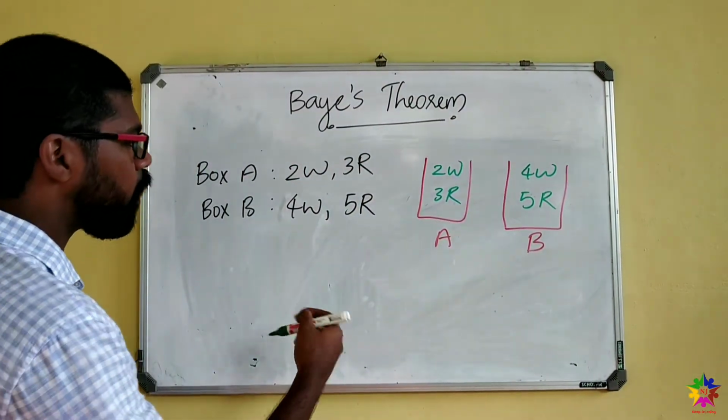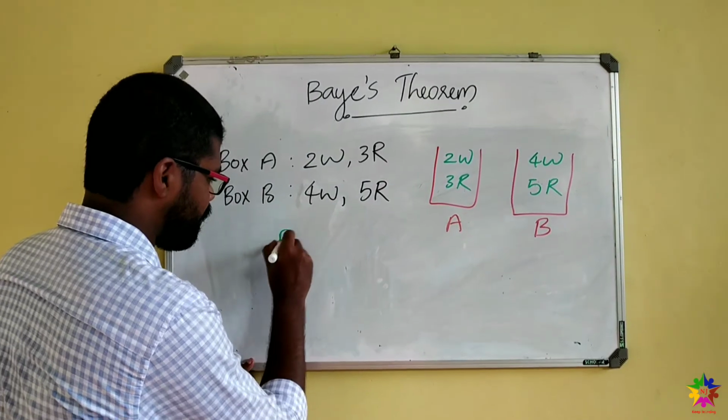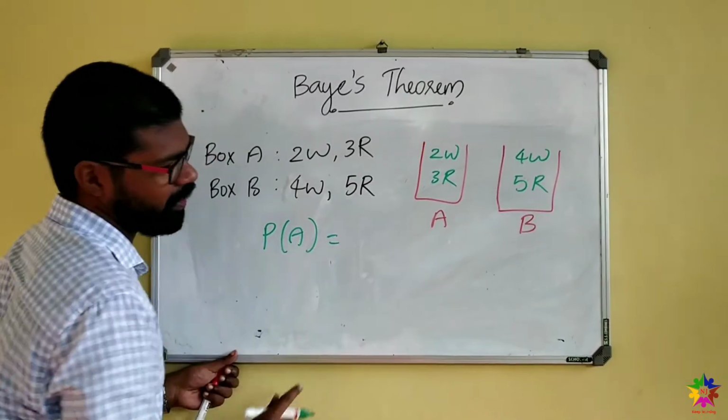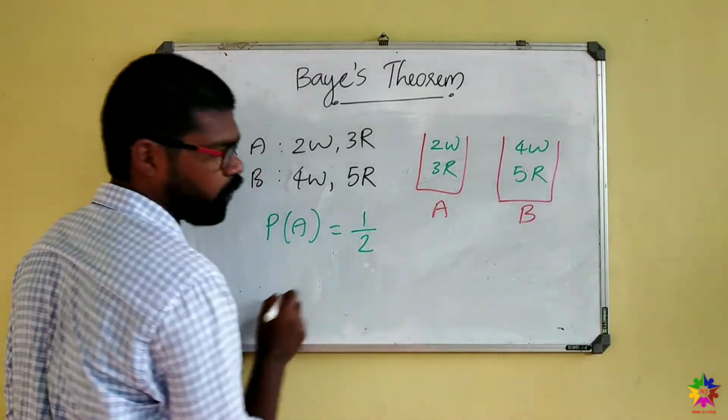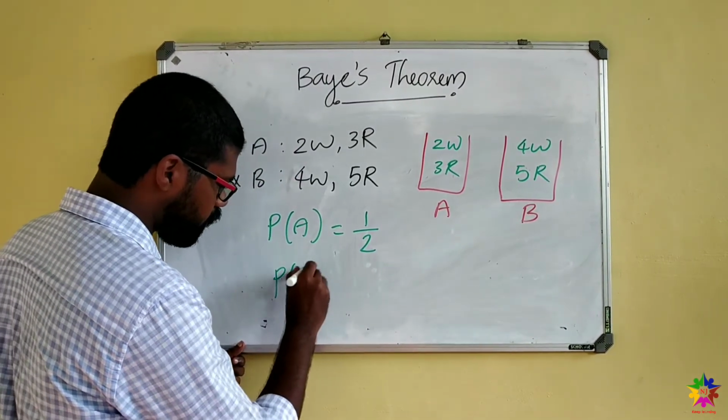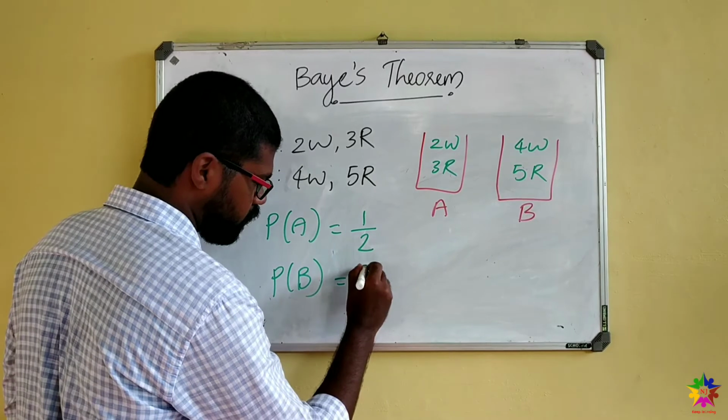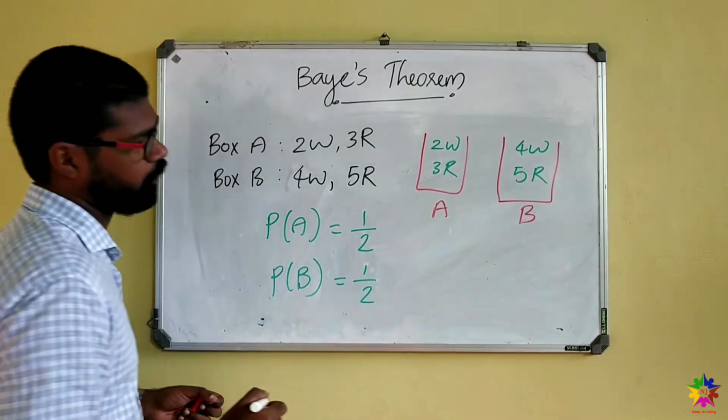So what is the probability of choosing box A? We have only 2 boxes, so the probability of A will be 1/2. And what is the probability of choosing B? This one also will be 1/2.